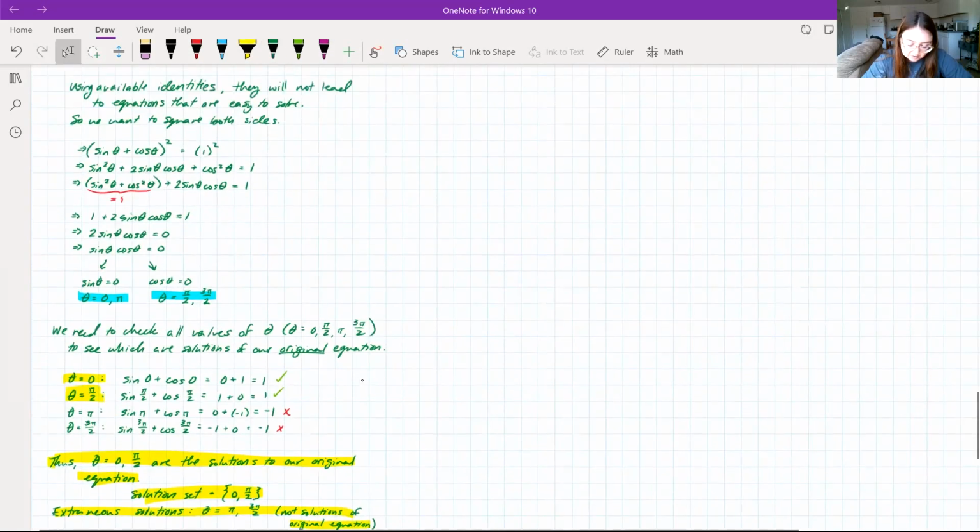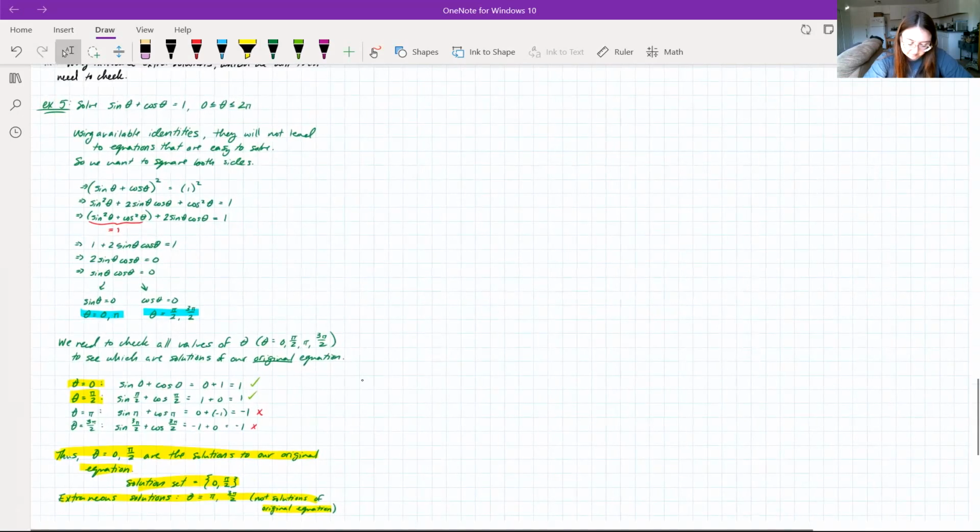So all right, that one was a bit of a longer problem there. But all we really did was square both sides. We were able to use an identity that we're familiar with and we like using, and then we just had to find and check the solutions from there.